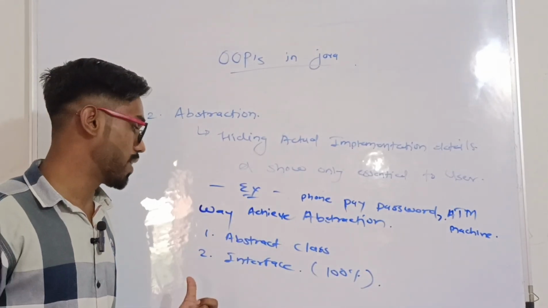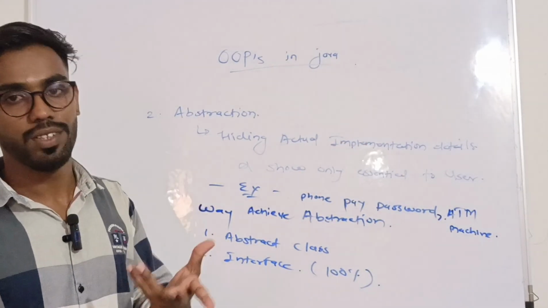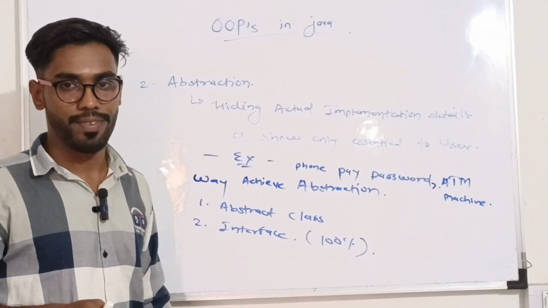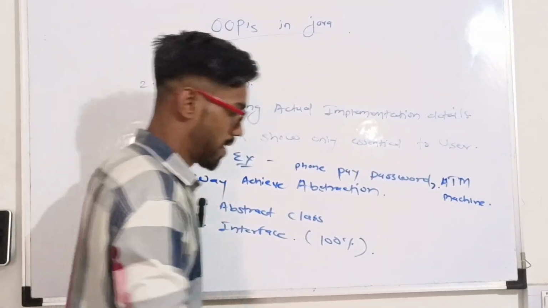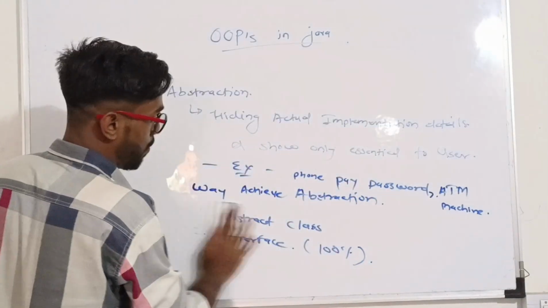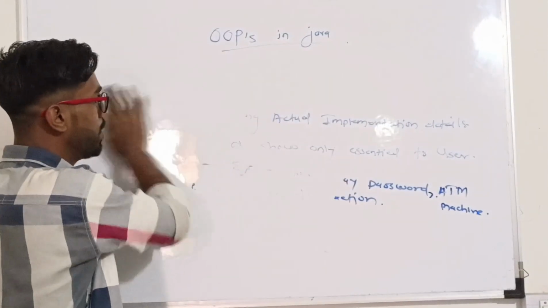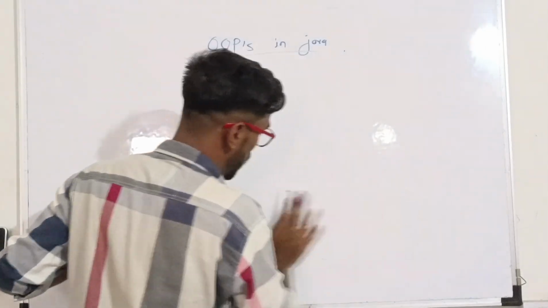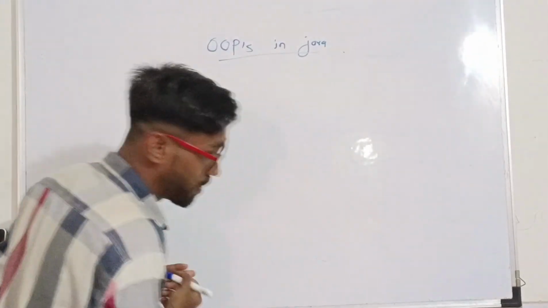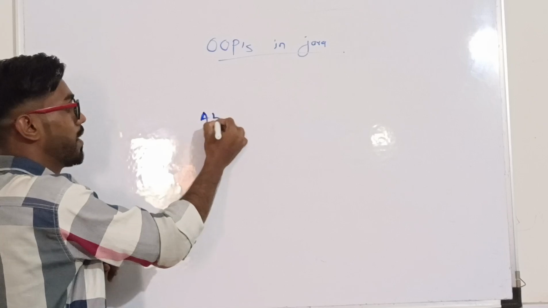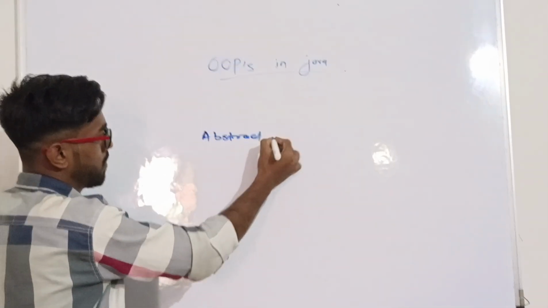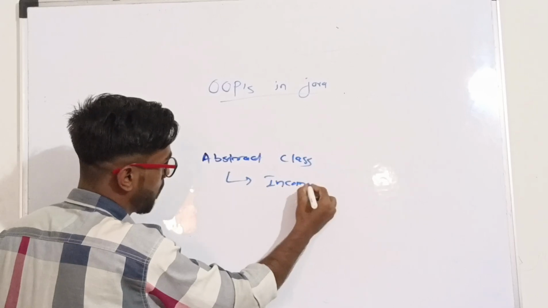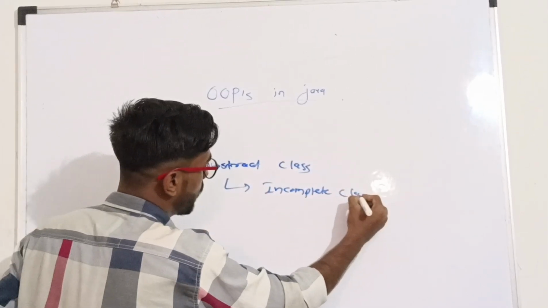We can achieve abstraction in two ways. The first way is the abstract class, and the second way is the interface. So what is an abstract class, and how do we achieve abstraction using it? Firstly, an abstract class is, we can say, an incomplete class.